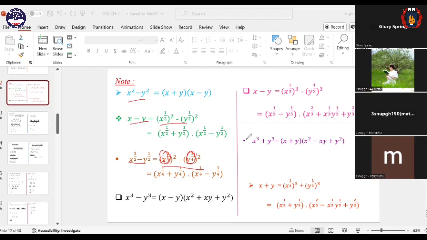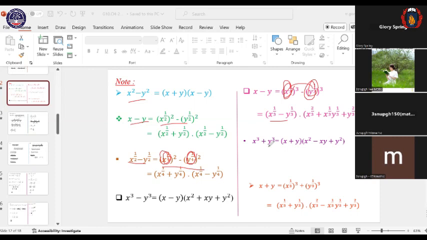Okay, as we interpret x minus y, so here, x power 1 by 3 to the whole 2 minus y power 1 by 3 to the whole 2. Now, x power 1 by 3 minus y power 1 by 3 to square: x power 1 by 3 the whole square is x power 2 by 3, then x power 1 by 3 into y power 1 by 3, then y power 1 by 3 the whole square is y power 2 by 3.